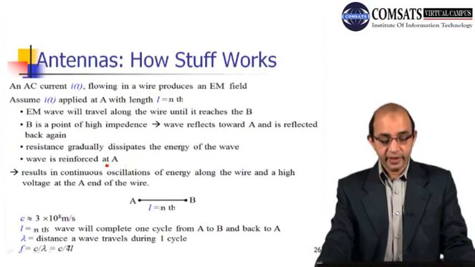Wave is reinforced at A, so as a result we have continuous oscillation of energy along the wire and a high voltage at the A end of the wire. So there will be a higher voltage, and so the velocity of those moving electrons and moving fields is comparable to the velocity of light.